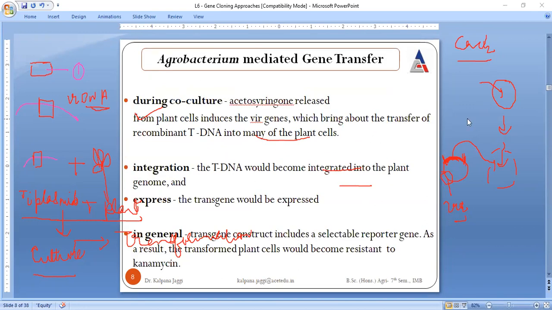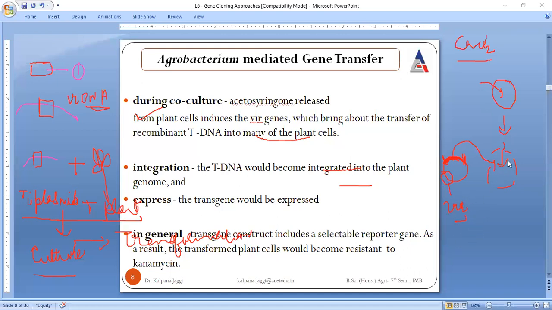So see, I told you why, when we are culturing, these bacteria could remain near this host genome. Whenever there is an injury on any part of the plant, there will be a release of acetosyringone. This acetosyringone will induce this Vir region, which plays an important role in the transfer of this region into the host genome.